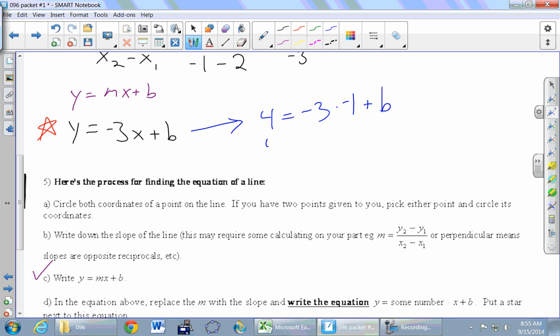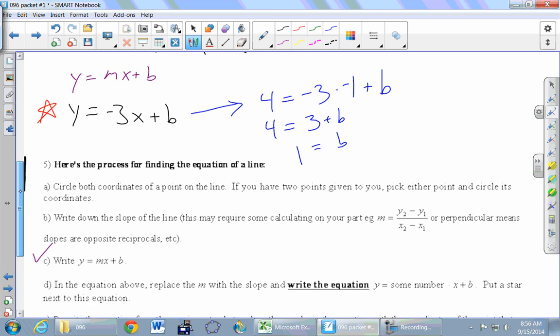Okay, so this says 4 equals -3 times -1 is +3 plus the b. And then move that 3 over to the other side. So we get b is 1. Okay, and then we're just about done.